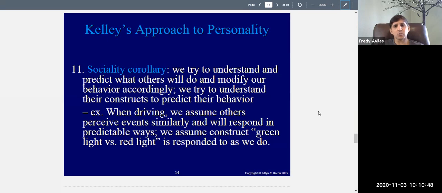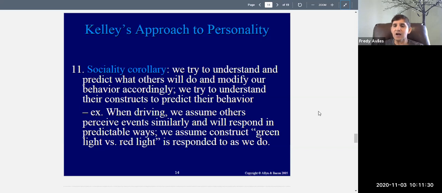But in order for us to function in the world, we can't just be aware of our constructs. We also need to try to understand the thinking of other people, try to understand their constructs so that we can predict their behavior and how we're going to get along with them. So an example, when driving, we assume that other people perceive events similarly and that they will respond in predictable ways. We assume that the construct green light versus red light is responded to as we do. We try to predict that other people, when they see a green light, are also going to believe, okay, I can go now, it's safe to go. Or when it's red, it's not safe to go, I need to stop, right?